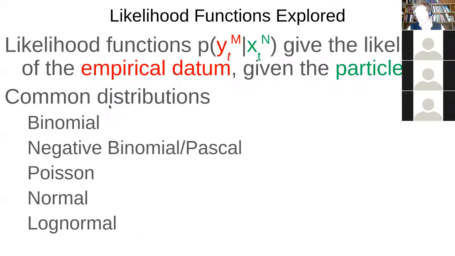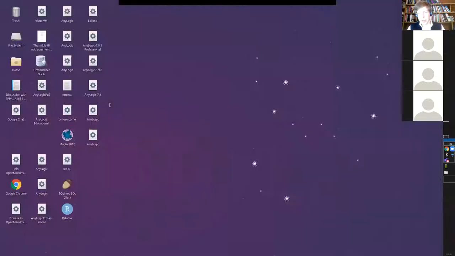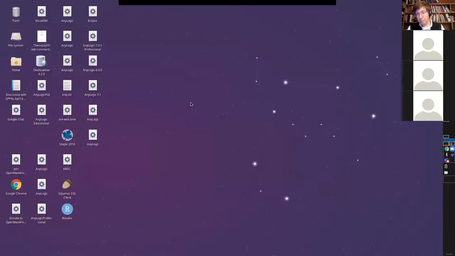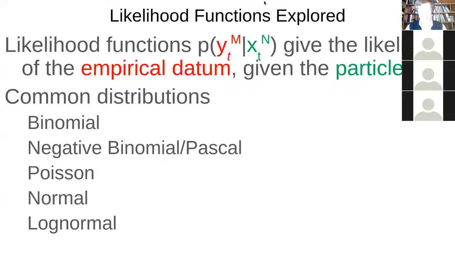contacts per day. Is the compartmental model the same as the system dynamics model? Yes. I would count system dynamics models as a subclass of compartmental models. Why do I say a subclass? So I'll switch back from this to sort of direct this point.